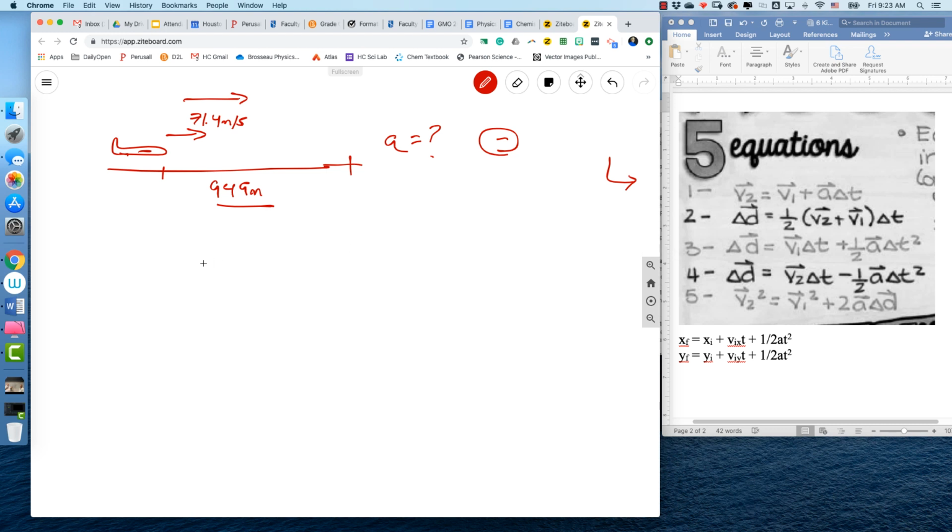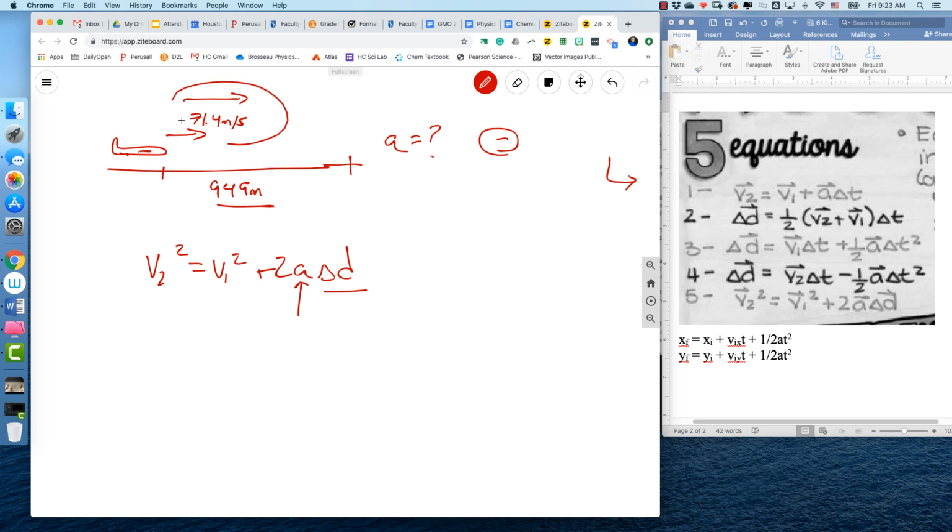But the equation that we're going to use here to solve this problem, since we have an initial velocity and we have a distance, is going to be equation number 5. It's printed there, right? So it's going to be v2 squared equals v1 squared plus 2a delta d. D being the distance, a is the acceleration. And this, of course, is what you're solving for.